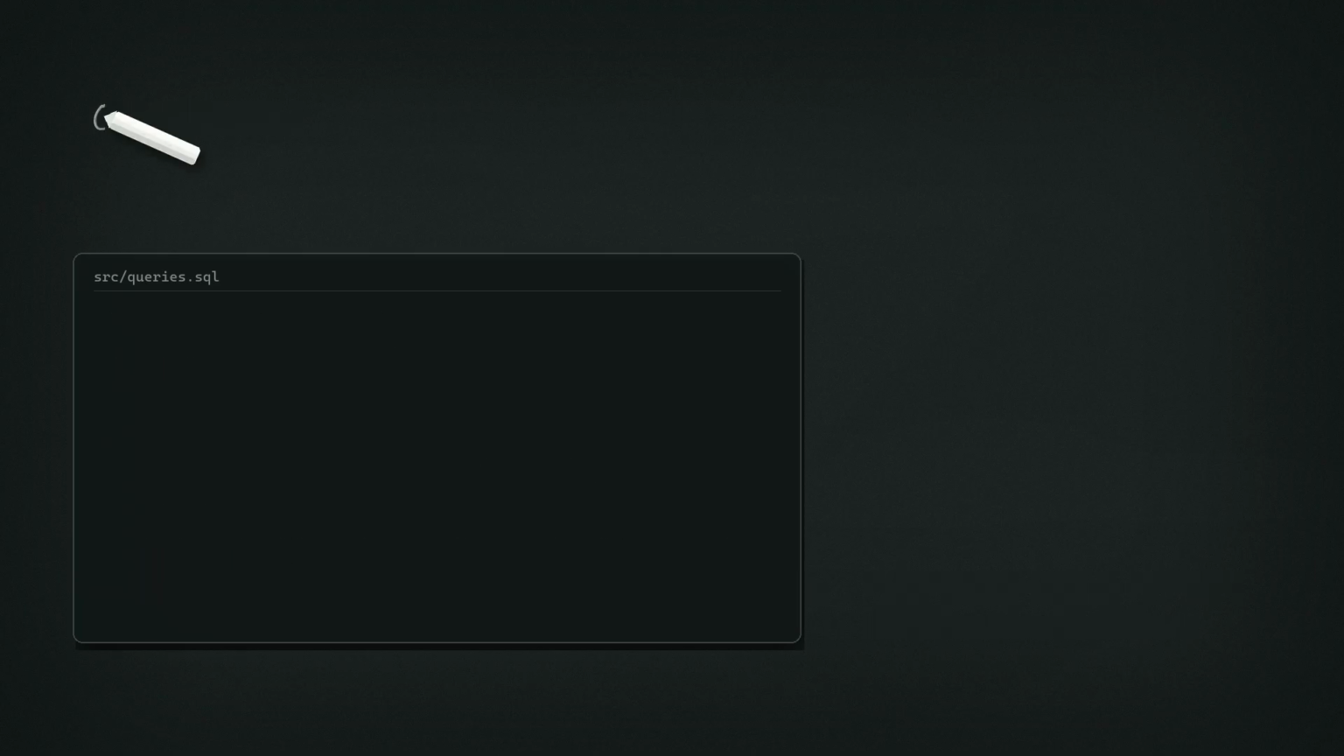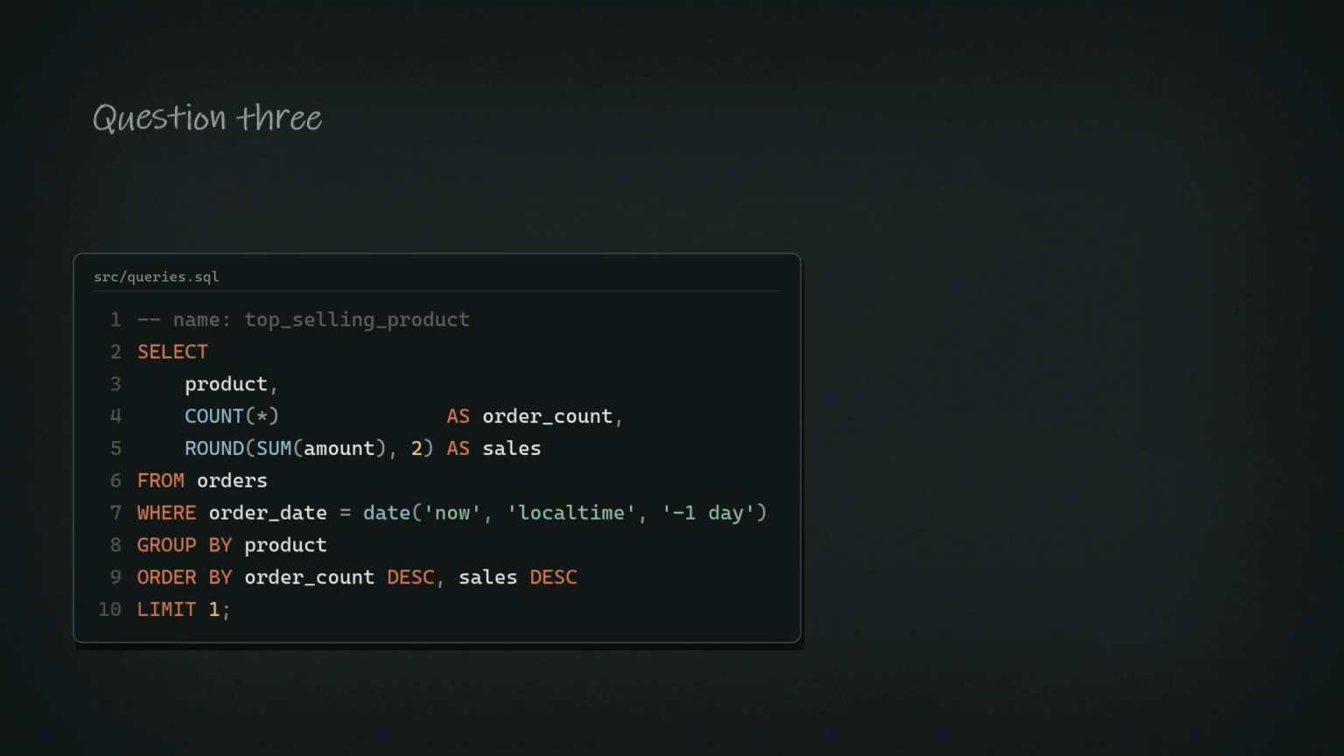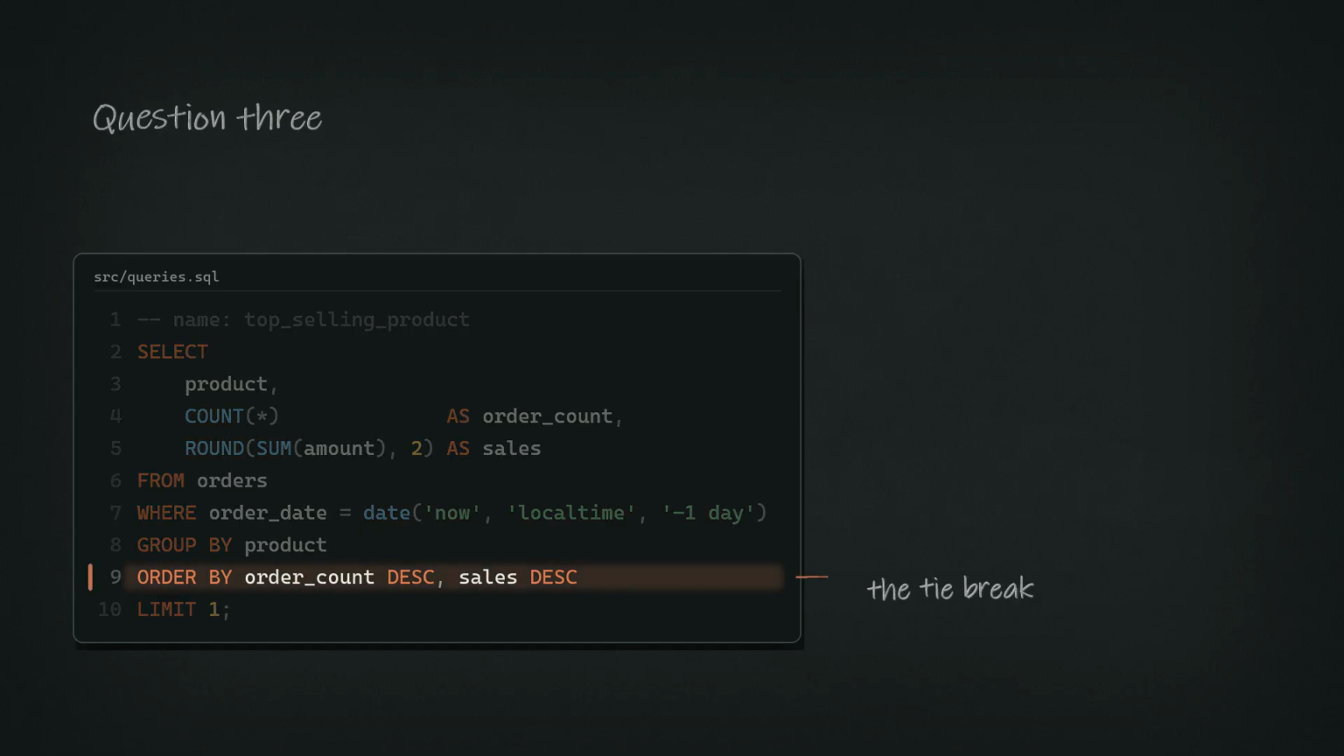Query 3, the top selling product. Group by product, order by the count, limit 1. And notice the second sort key, order by count descending, then sales descending. Without that second key, 2 products with the same number of orders come back in whatever order SQLite felt like, so your top product can change between 2 runs where nothing in the data changed at all. That is the kind of bug that makes people distrust a dashboard forever.